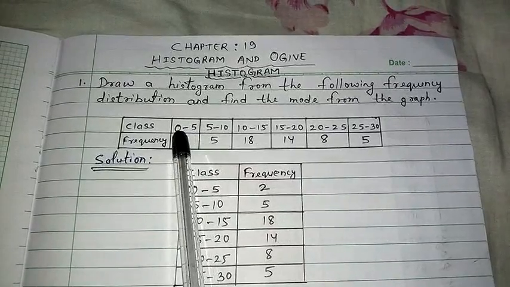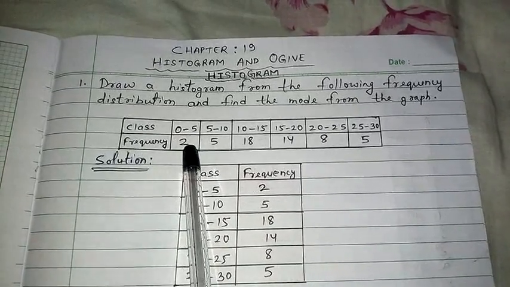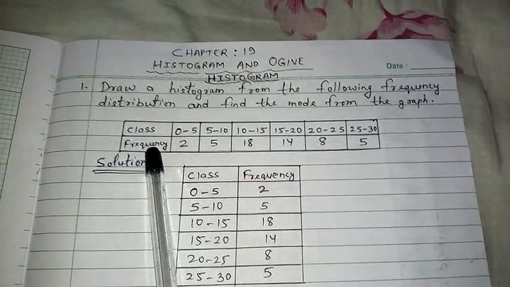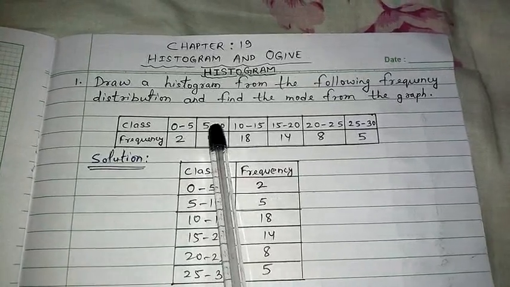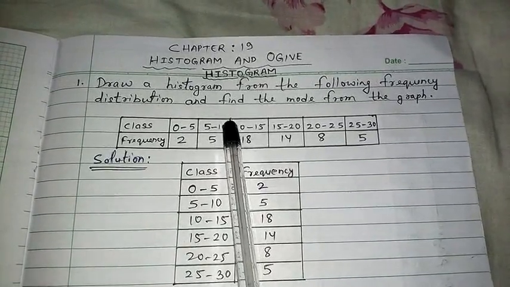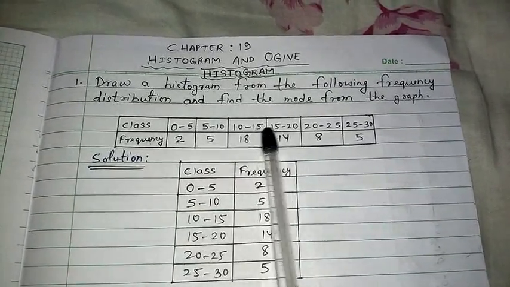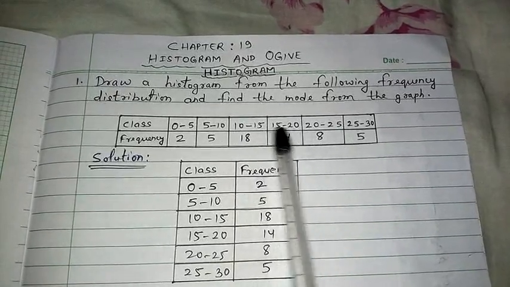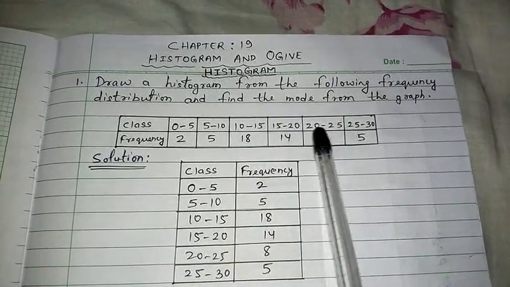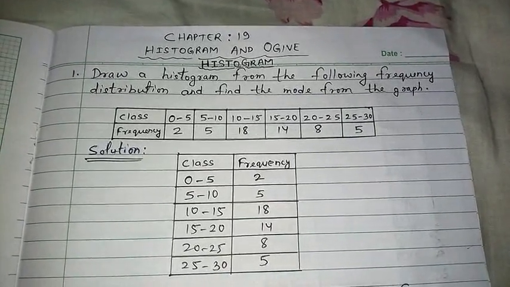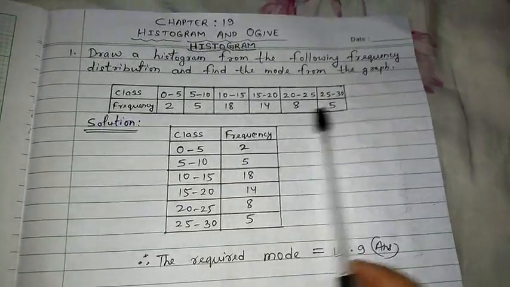Now the question is: class means it's an interval. Class 0 to 5, the frequency is 2. Frequency means the number of anything is 2. 5 to 10, in this interval there is 5. 10 to 15 it is 18. 15 to 20 it is 14. 20 to 25 it is 8. 25 to 30 it is 5. Now this is our question.